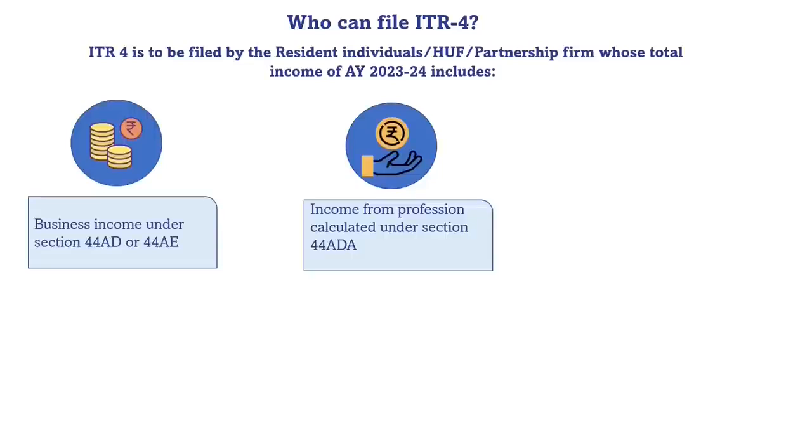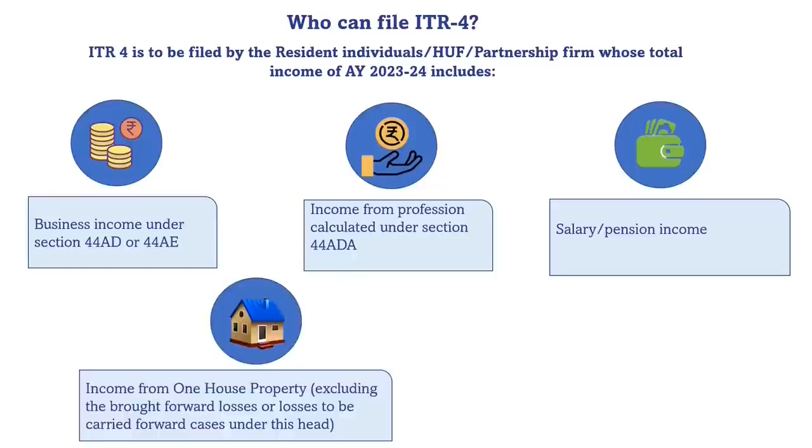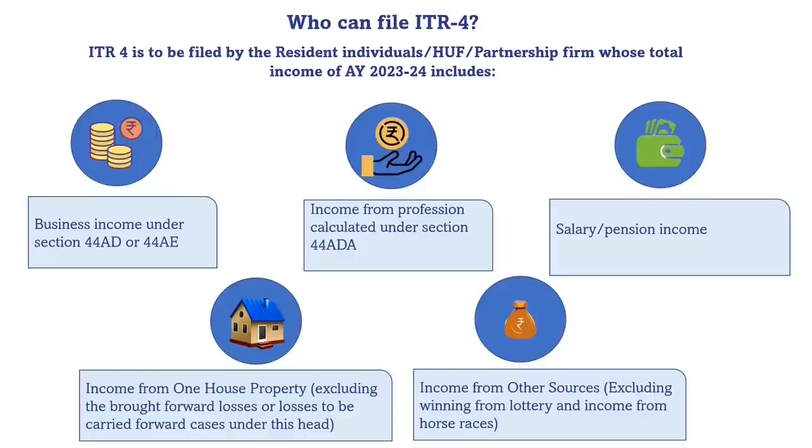You may also use ITR 4 to report income from profession calculated under section 44ADA, salary or pension income, income from one house property. However, the form cannot be used to report the brought forward losses or losses to be carried forward under this head. Income from other sources excluding winning from lottery and income from horse races can be reported in ITR 4.